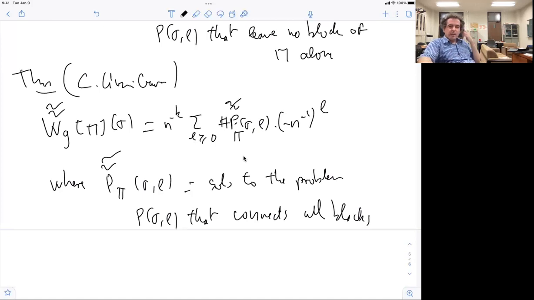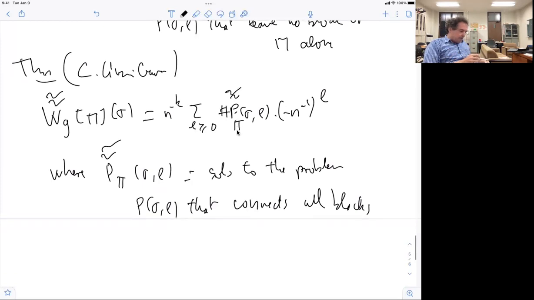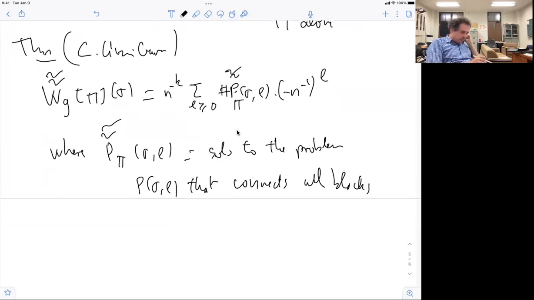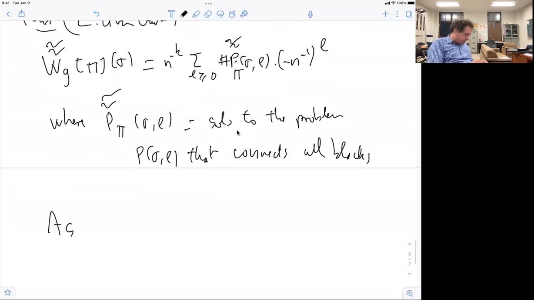So this thing actually, in my PhD thesis, I had already a formula with this, but it was a signed formula. This one is not signed anymore. And from this, what you can do is you can obtain some asymptotics.